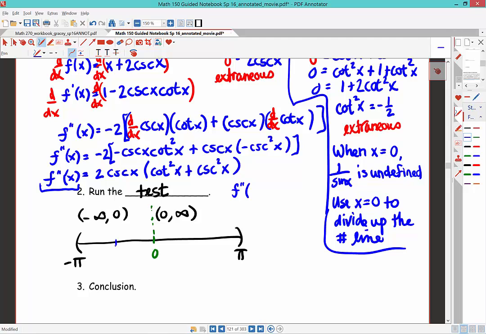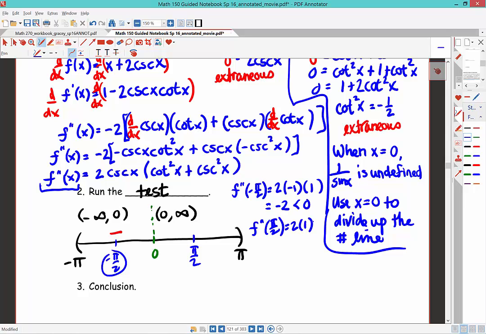How about we check negative pi over 2 and pi over 2. I think that'll be all right. So F double prime at negative pi over 2 is going to give us what? We'll have 2 times negative 1 times the cotangent function will zero out, and then we'll be squaring the cosecant function, so we'll get a positive 1. So that's equal to negative 2, which is less than 0. And then checking F double prime at positive pi over 2, that's going to give us 2 times 1 times 1, which is positive 2, which is greater than 0.